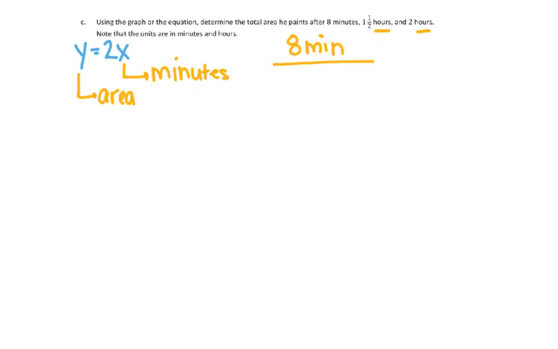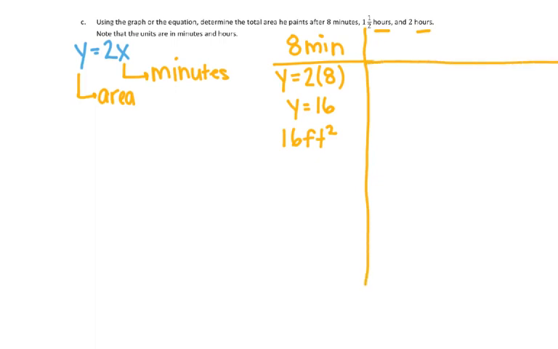after 8 minutes. So y equals 2 times 8, because remember that 8 is an x value. So we're plugging 8 into our equation. And so that means that y equals 2 times 8 is 16. So y equals 16, meaning that he's painting an area of 16 square feet after 8 minutes. Okay, remember our units are square feet. Now, let's look at after 1.5 hours.